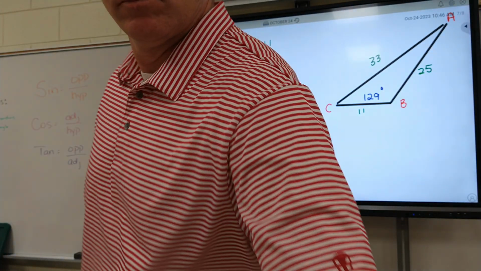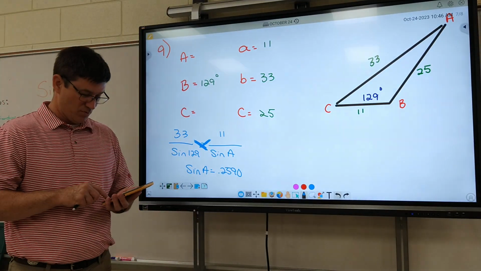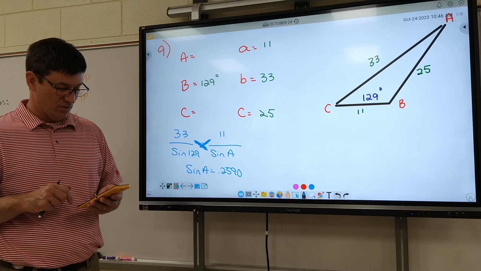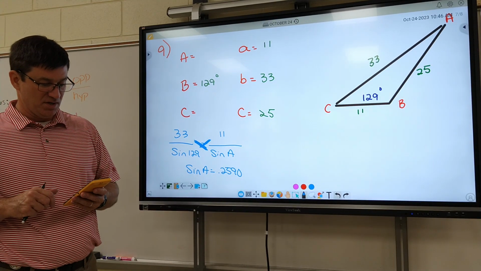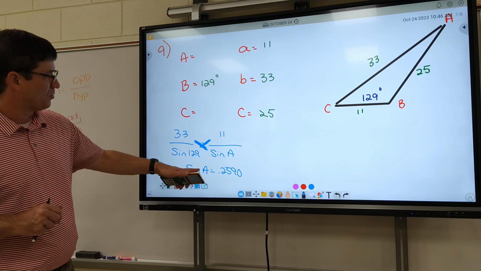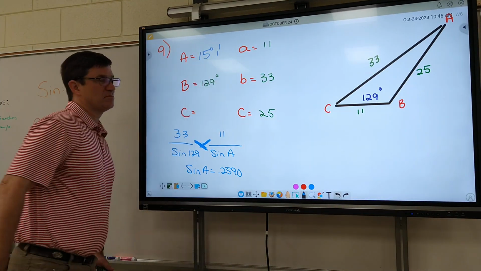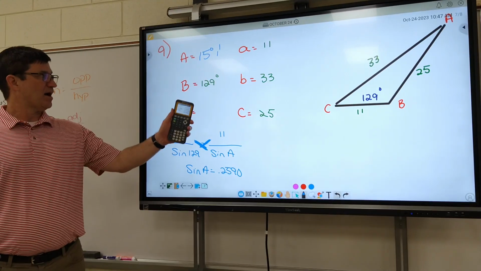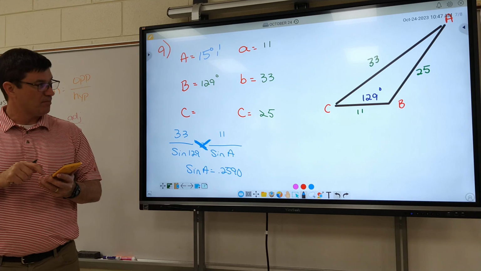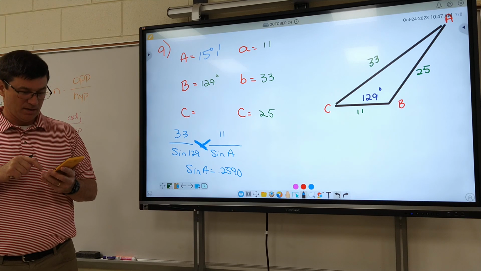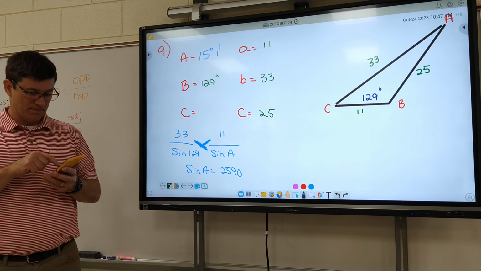Second sine, point 2590. All right, I got 15 degrees 1 minute. That goes on A. 15 degrees, 1 minute. So now find angle C by subtraction. So I got 180 minus 129 minus 15 degrees.